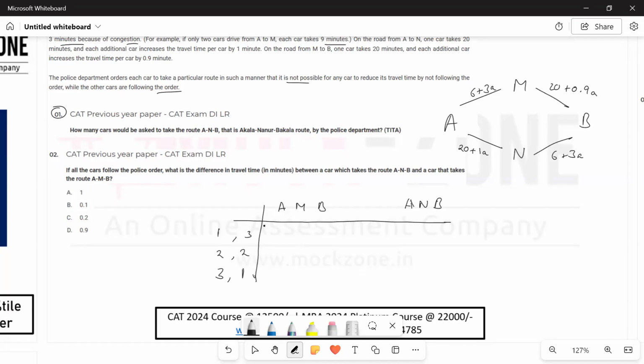We know that on A M B there is only one car. So it will take how much? 6 plus 20, 26 minutes it will take for that one car. And for those three cars, it will take how much? This will be 22 over here. 22 plus 12 minutes over here, which is 34 minutes for each car on A N B, right?